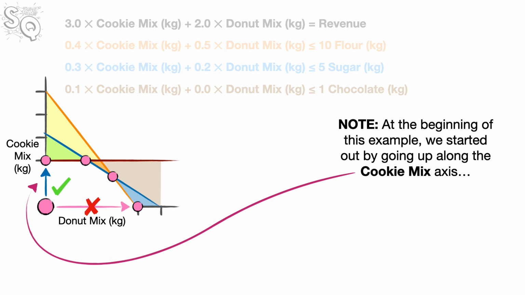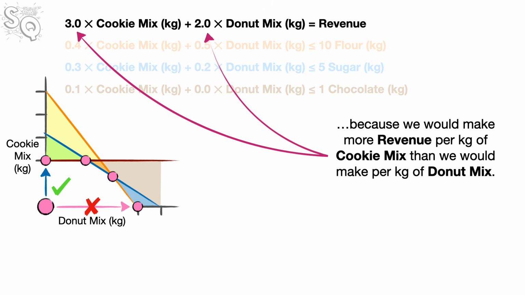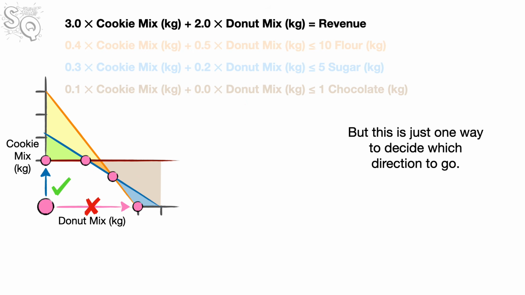Note, at the beginning of this example, we started by going up along the cookie mix axis, because we would make more revenue per kilogram of cookie mix than we would make per kilogram of donut mix. But this is just one way to decide which direction to go.